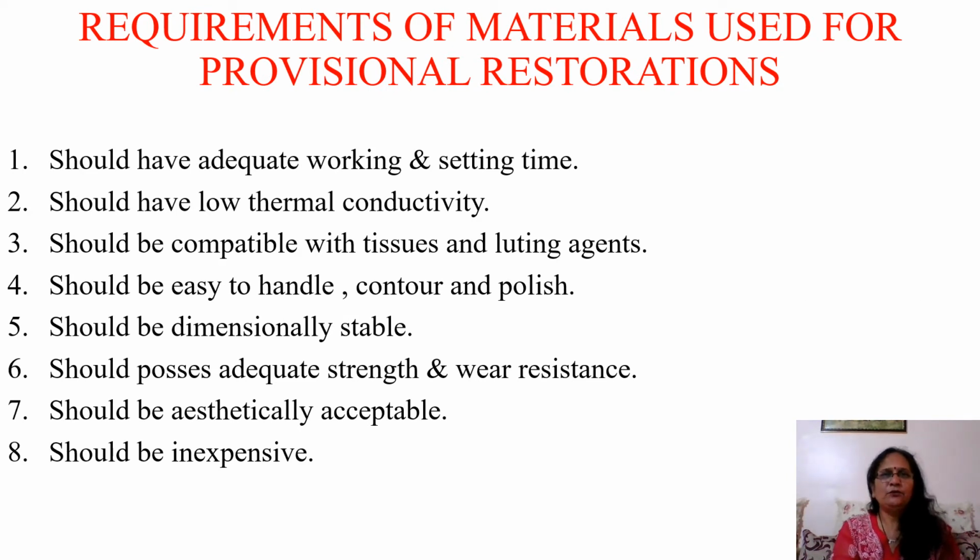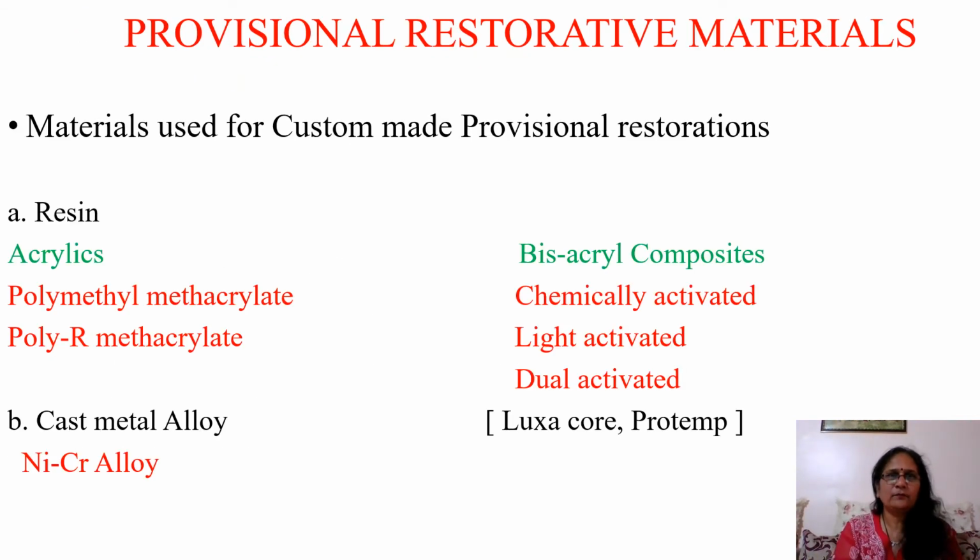Requirements of materials used for provisional restorations. They should have adequate working and setting time. They should have low thermal conductivity. They should be compatible with tissues and luting agents. They should be easy to handle, contour and polish. They should be dimensionally stable. They should have adequate strength and wear resistance. They should be aesthetically acceptable. They should be inexpensive and repairable.